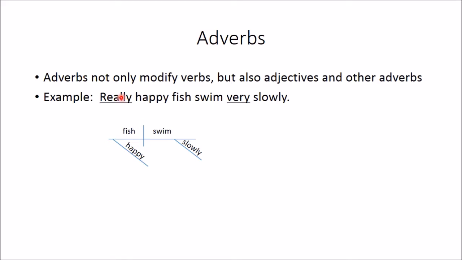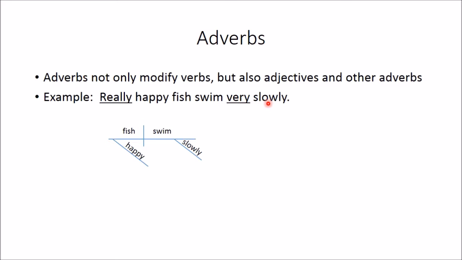They're really happy. Since really is describing an adjective, we already know happy is an adjective because it's down here describing fish, right? Really is describing an adjective. It is an adverb because adverbs also describe adjectives. Here is very. It is also an adverb because it is telling you how slowly. How slowly did the fish swim? Very slowly, right? So this is an adverb modifying another adverb.